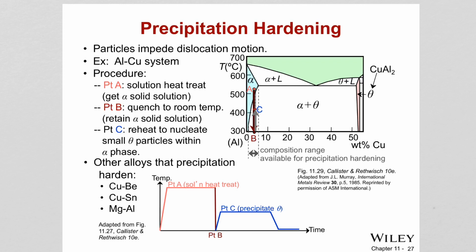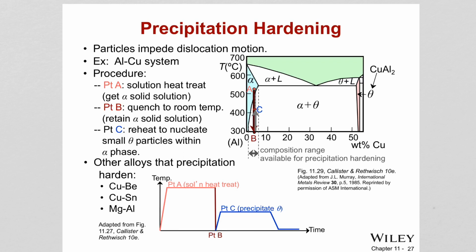But then, what if you provide time to the material? So you keep it at room temperature for a long period of time, or you can also heat it up to a temperature at point C, where you might start to see the nucleation of theta particles. You can also do that. And these theta particles will be in nanosizes, very tiny, nucleating from the alpha phase. And this will create obstacles for the dislocations again, therefore strengthening the materials.